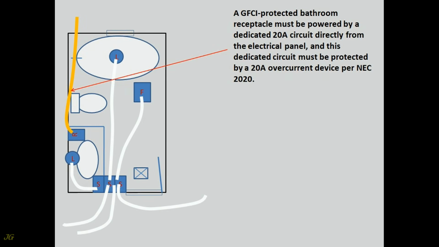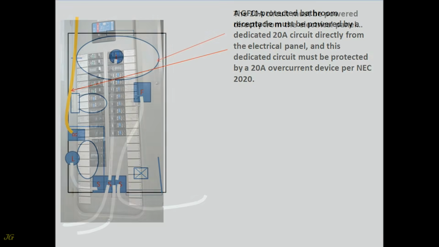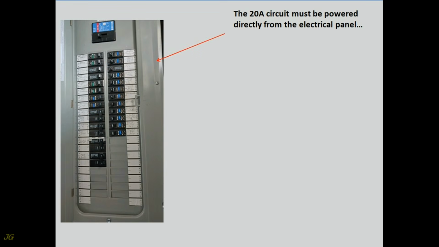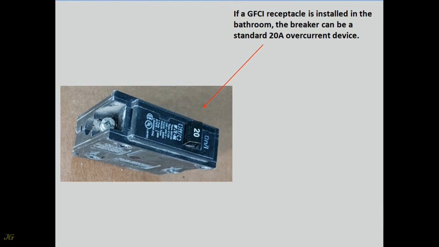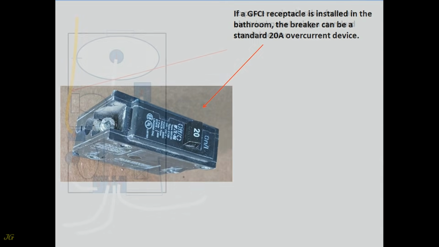A GFCI protected bathroom receptacle must be powered by a dedicated 20 amp circuit directly from the electrical panel, and this dedicated circuit must be protected by a 20 amp overcurrent device per NEC 2020. The 20 amp circuit must be powered directly from the electrical panel, and the circuit must be protected by a 20 amp overcurrent device. If a GFCI receptacle is installed in the bathroom, the breaker can be a standard 20 amp overcurrent device.